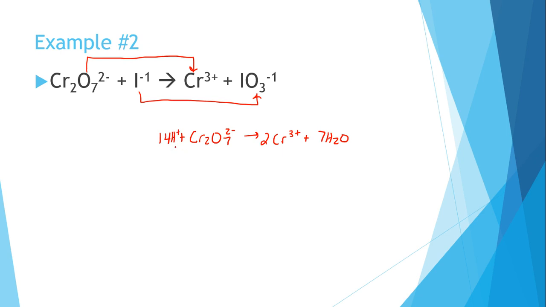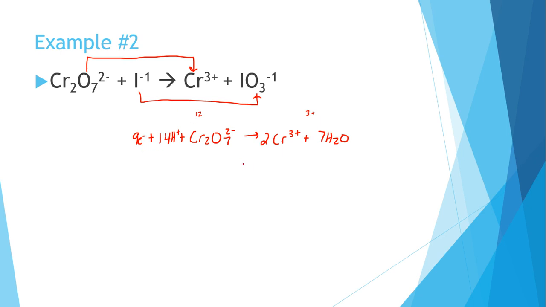The next thing that we need to do is to make sure that our charges are balanced. So 14 times positive 1 is positive 14, minus 2 charge from here gives me a 12 charge. Over here, I just have a 3 positive. So in order to bring my 12 down to a 3, I can actually add 9 electrons over here to the left-hand side.